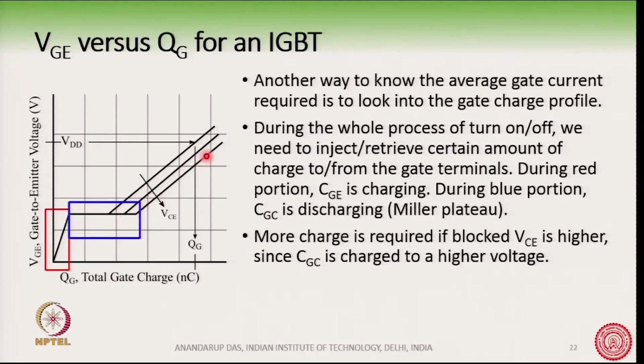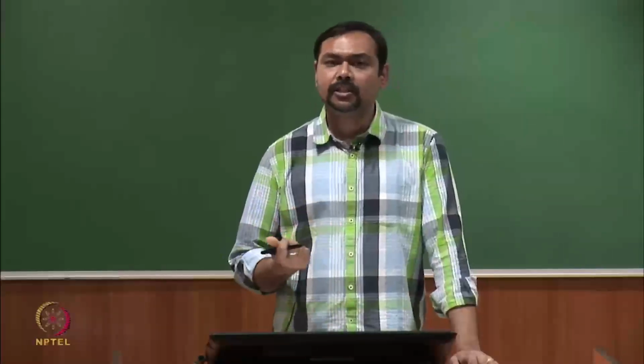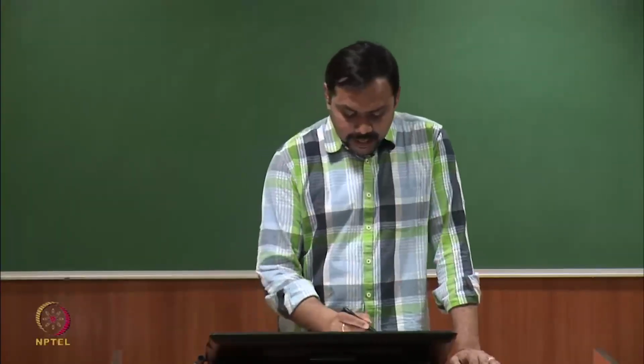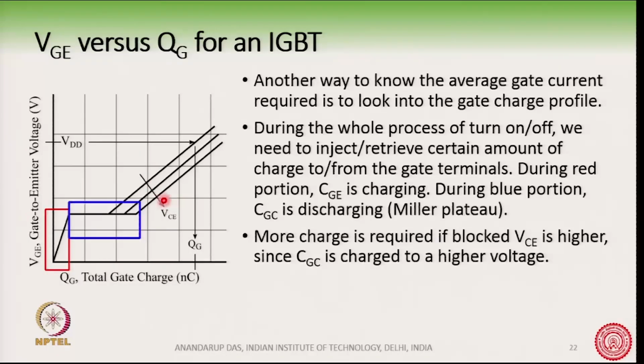You can see here that there are 3 curves shown, and these 3 curves are for different values of VCE, that is, the different values of the DC bus voltage. Of course, we can understand that if the DC bus voltage is more, then the gate collector capacitance is also charged more, and hence we will need more charge to discharge this capacitor. Therefore, as VCE or the DC bus voltage increases, we will require more charge in order to fully turn on the device.